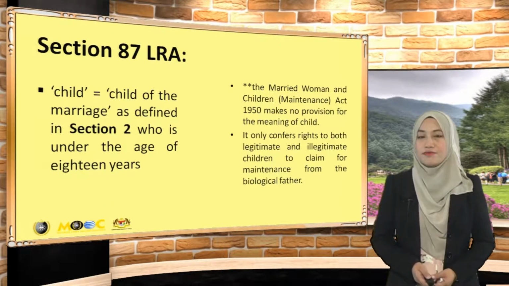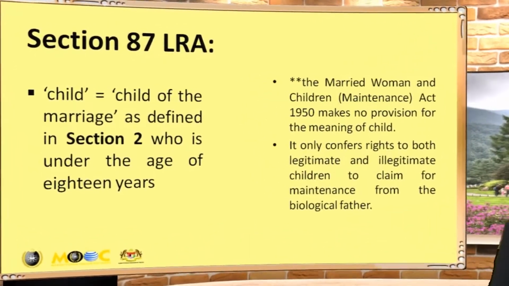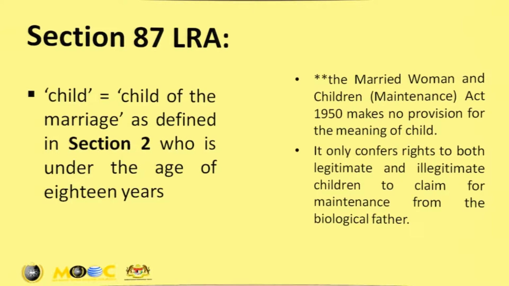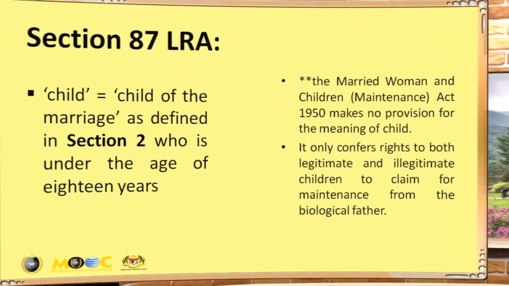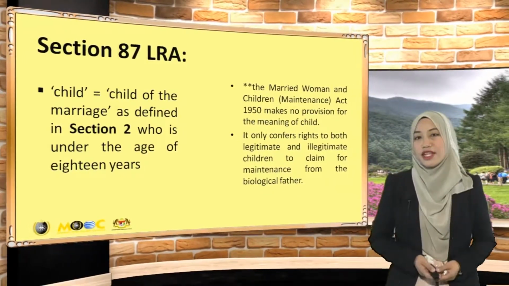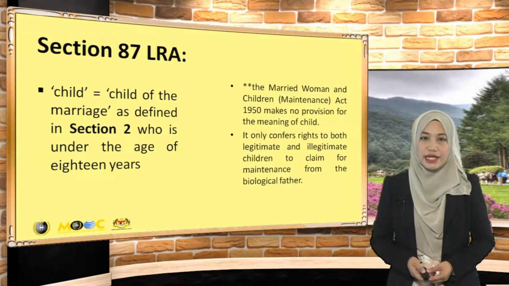On the other hand, the Married Women and Children Maintenance Act 1950 makes no provision for the meaning of child. It only confers rights to both legitimate and illegitimate children to claim for maintenance from the biological father. Section 87 stated that wherever the context so requires, child has the meaning of child of the marriage as defined in Section 2, who is under the age of 18 years.